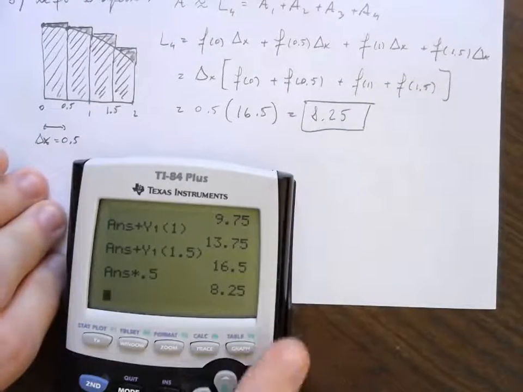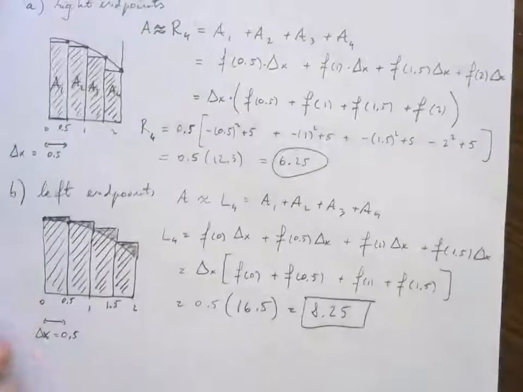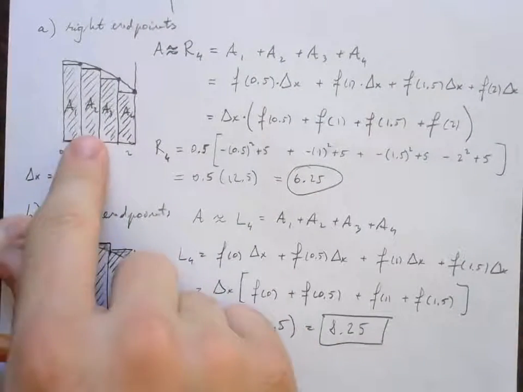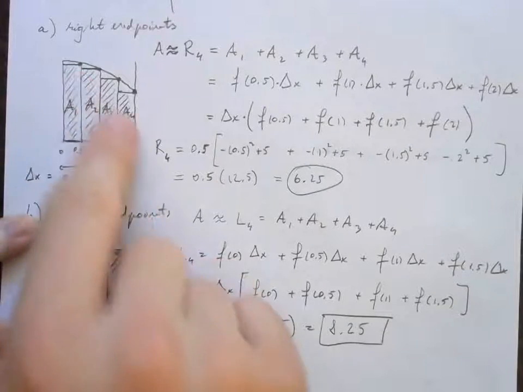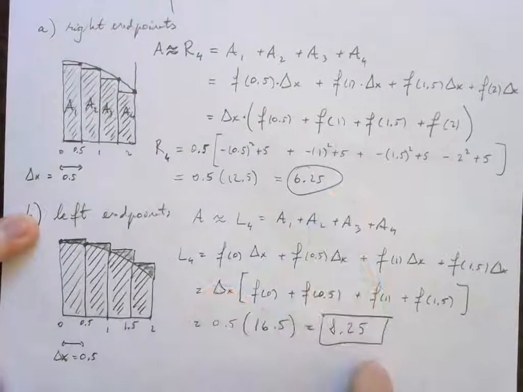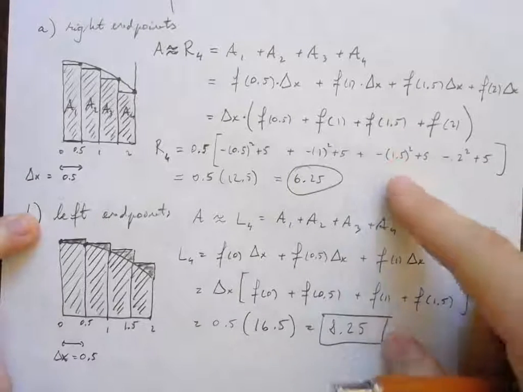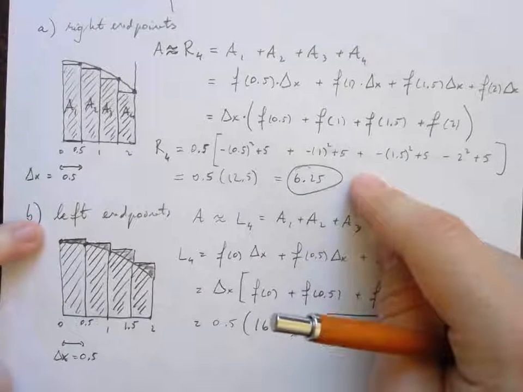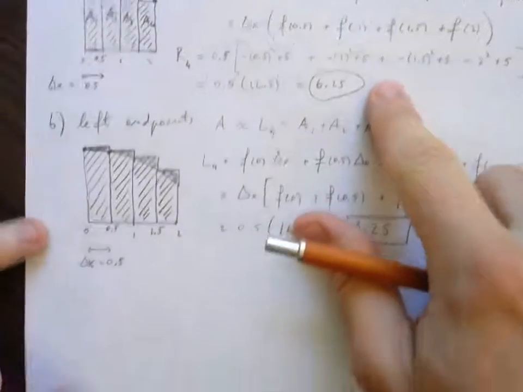Okay, so that's how we do these things. And notice the numbers are different. Here, the right endpoints, of course, we have smaller area because we're losing some, is less than the left endpoint. And that is not true in general. So it depends on the function which one of these is larger. It's not always true that the right sum or the right approximation is smaller than the left approximation.